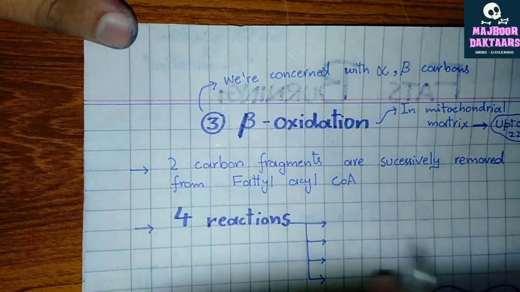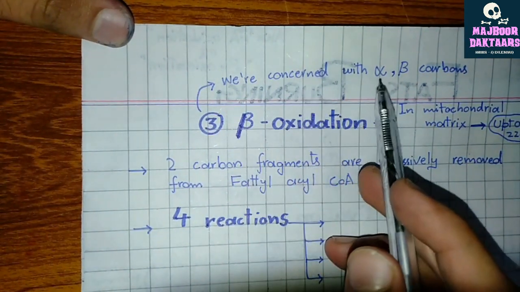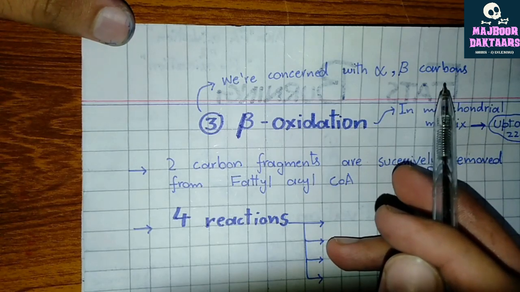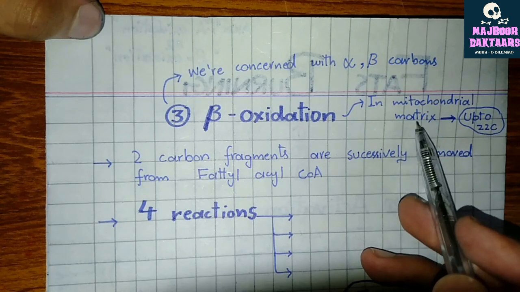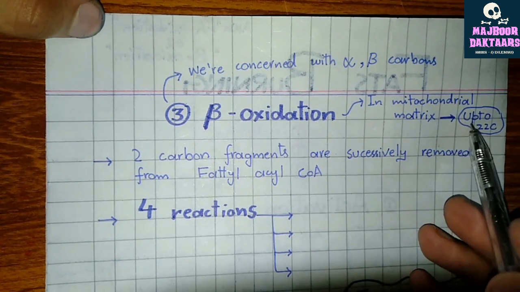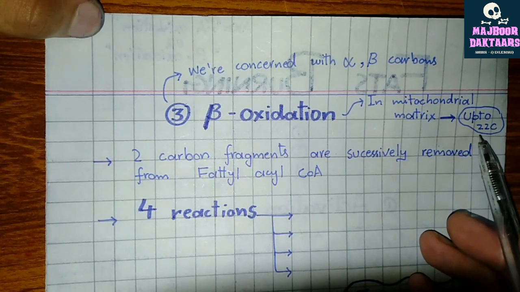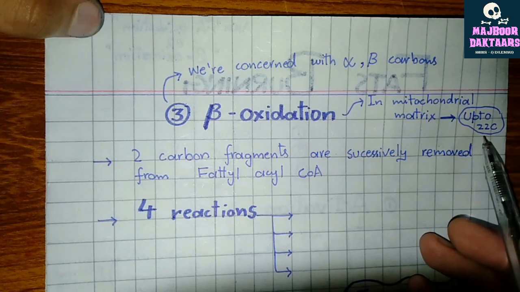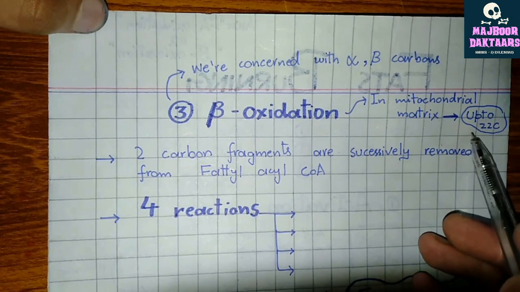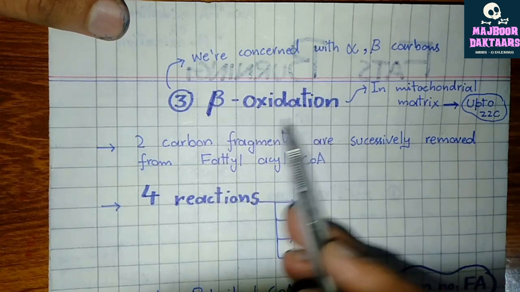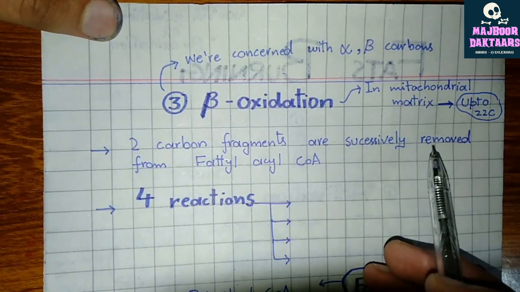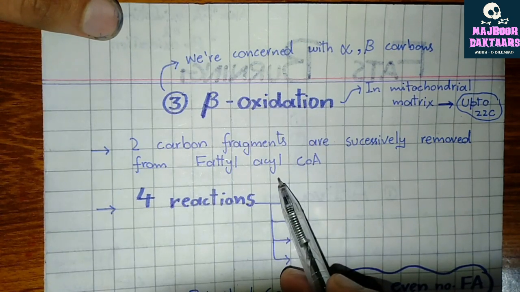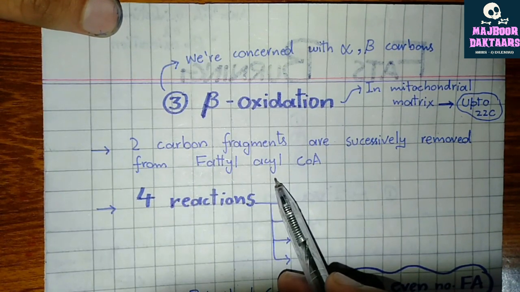In beta oxidation, we are concerned with the alpha and beta carbon of the fatty acid. It occurs, as I have explained earlier, in the mitochondrial matrix, but there is a catch. It can take up to 22 carbon fatty acids. Above that, it cannot oxidize. What happens in beta oxidation is that two carbon fragments are successively removed from the fatty acyl CoA until a single two carbon compound remains.